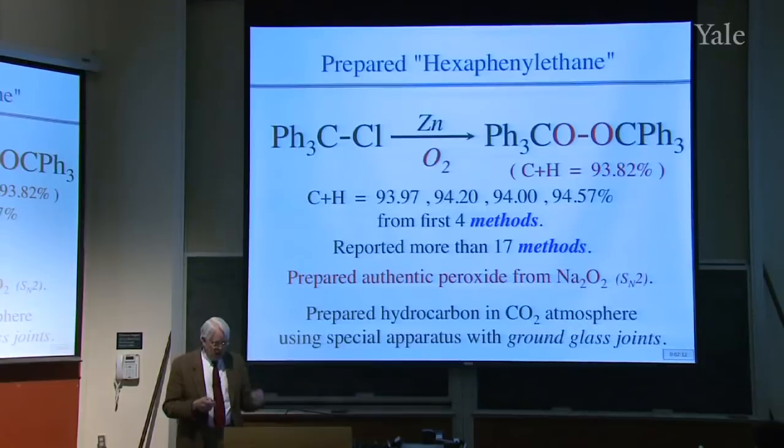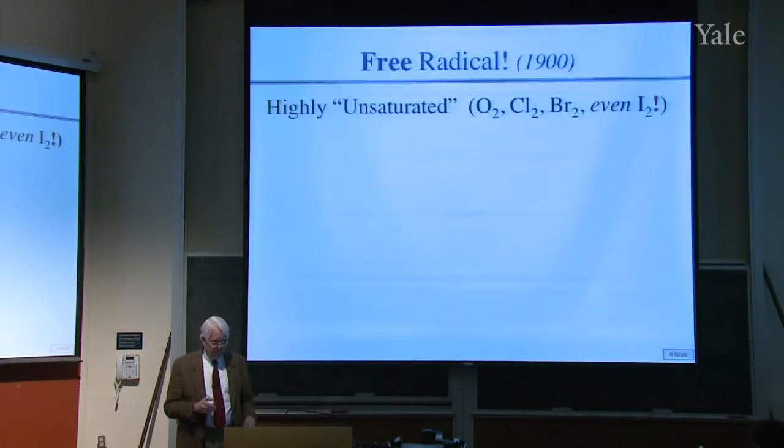So he used a special apparatus, he said, with ground glass joints. Then they used corks and sometimes rubber stoppers, but rarely ground glass joints. That was really high tech. But he did it, and he got the compound that analyzed correctly.